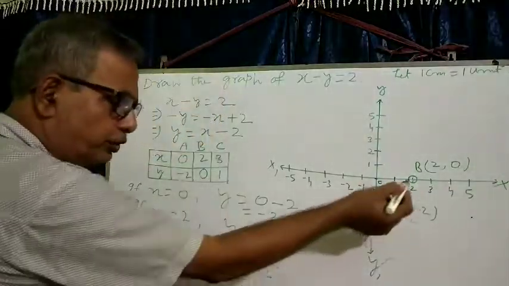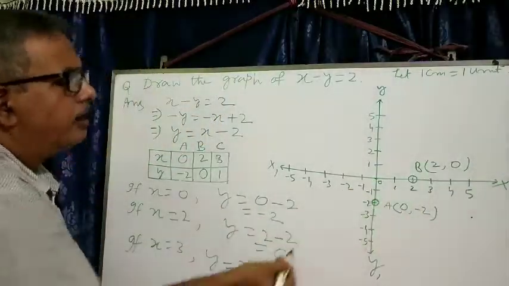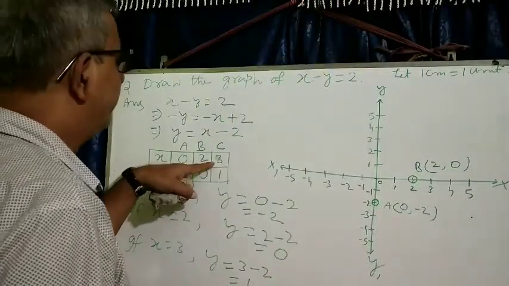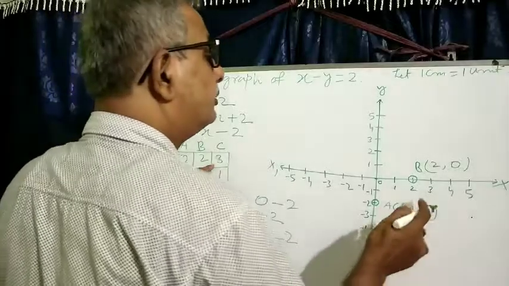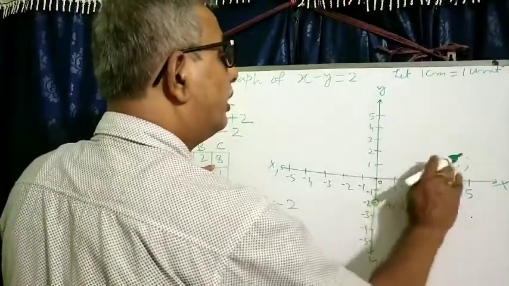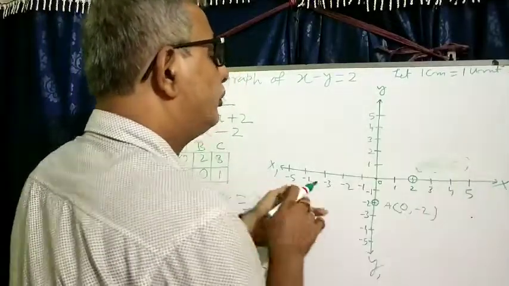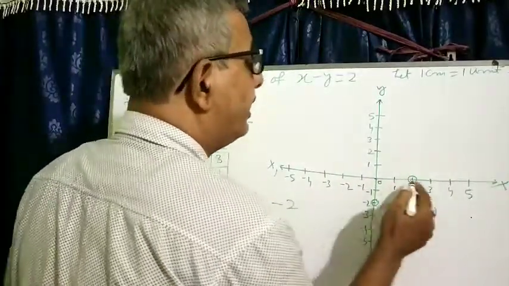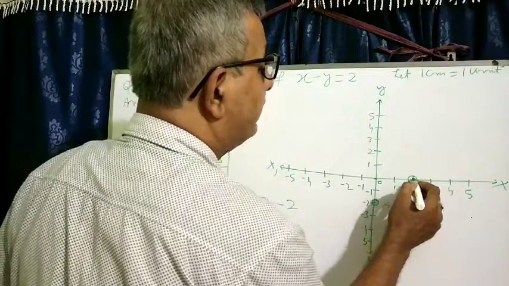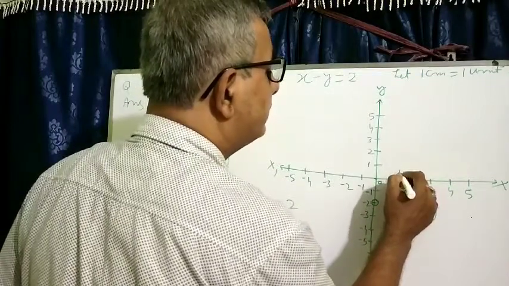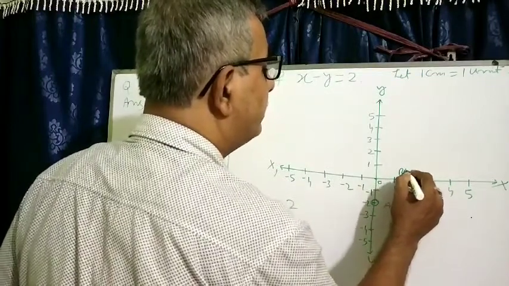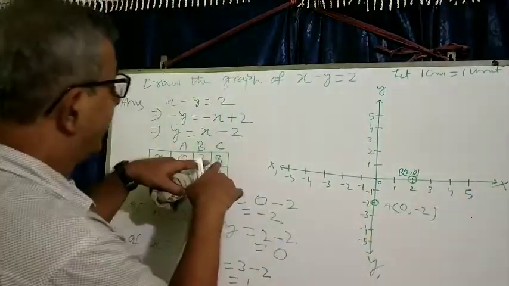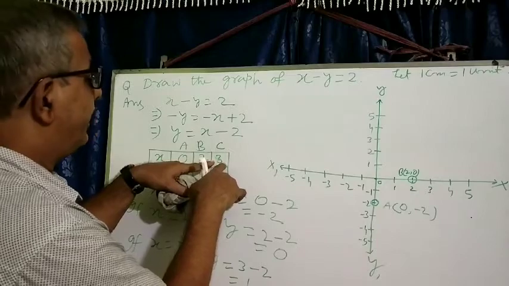Nice. Even with 2 points, you take the scale, you draw, that will be your line. But one more point I am taking. X is equal to 3, then y is equal to 1. One thing you do: this point is B, 2 and 0. Okay. The third point is what? C is 3 and 1.